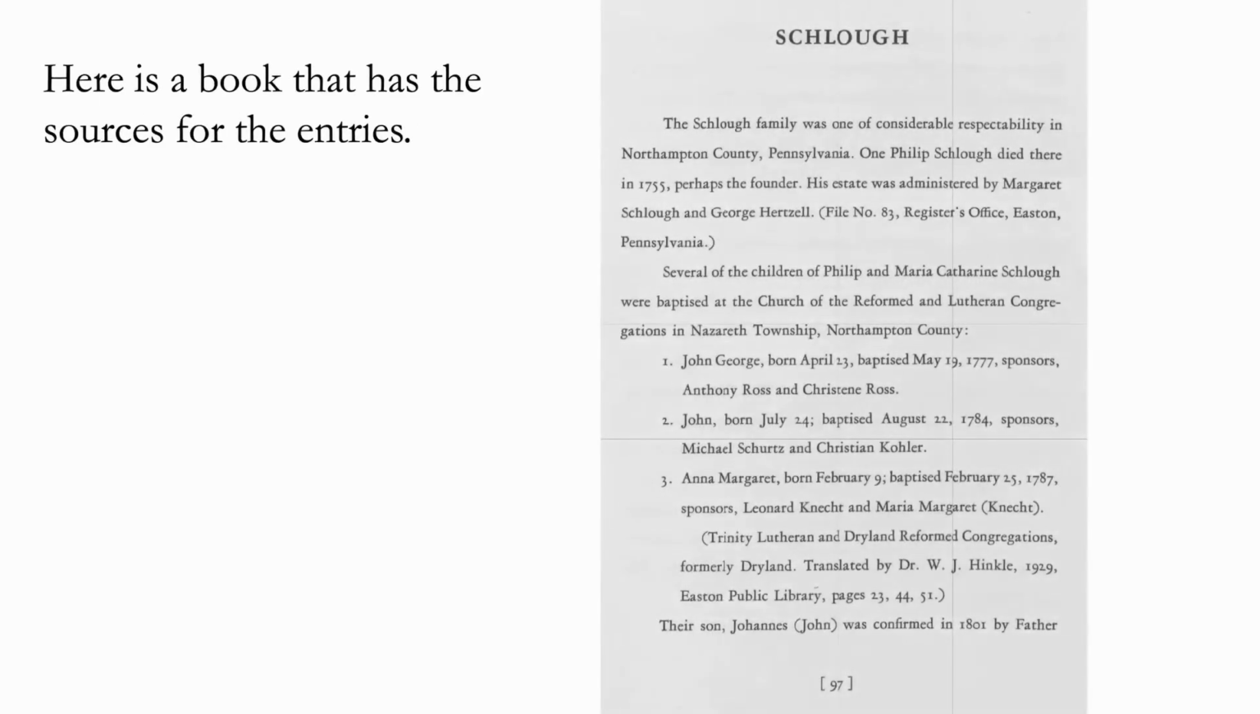This is an example of a book that has some good references. It's telling you that they have records which came from the Church of the Reformed and the Lutheran congregations in Nazareth Township in Northampton County. This particular record here shows the baptismal dates. And so you could go back and find, and it even has the estate, and it tells the person who administered the estate, and it was in Northampton County, Pennsylvania, and then in Easton, Pennsylvania.